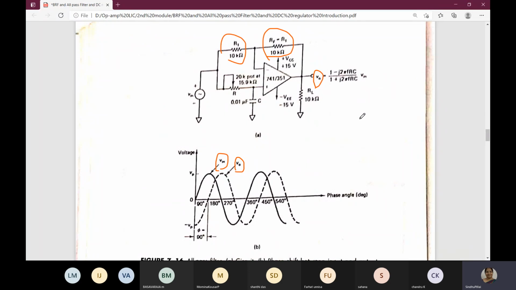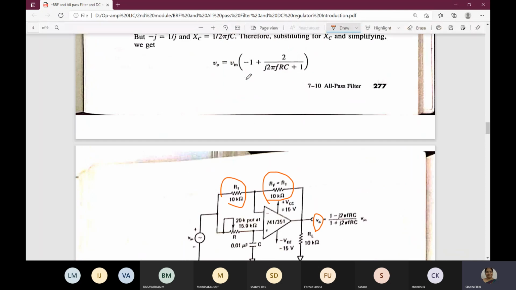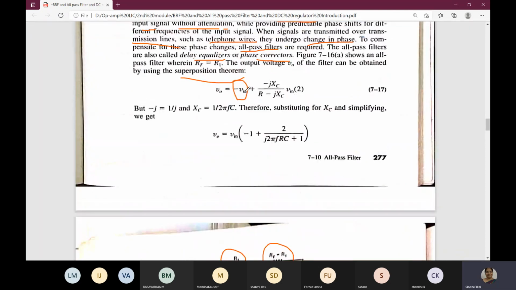So when it is of unity gain, then V0 will be just minus V in. There are two inputs, one from the inverting terminal and one from the non-inverting terminal. Both put together are taken as V0, that is the output. First for the inverting terminal, the gain is minus RF by R1. Since RF and R1 are equal, it is minus 1, so the output is minus V in.